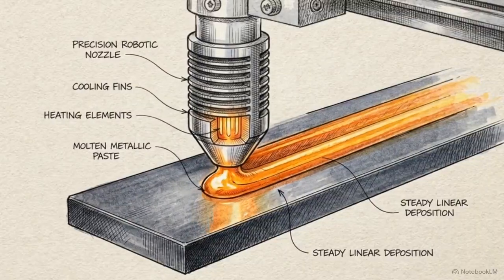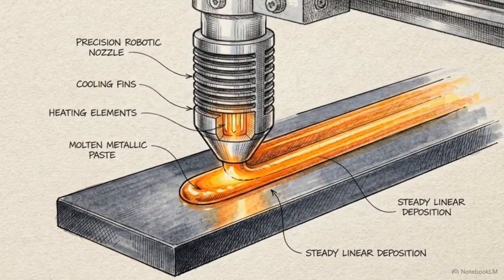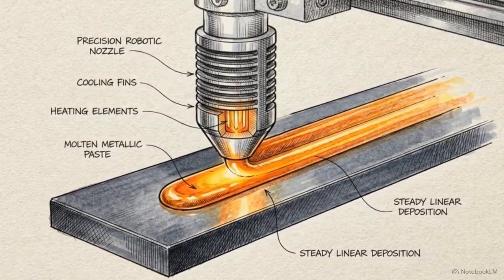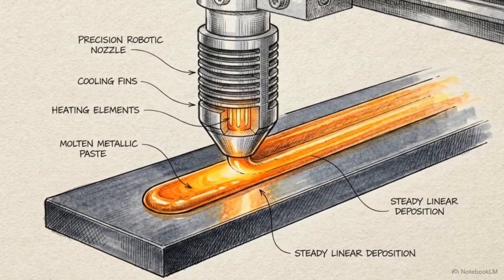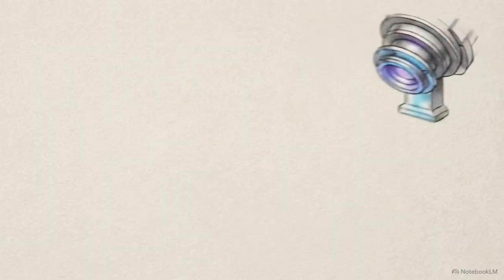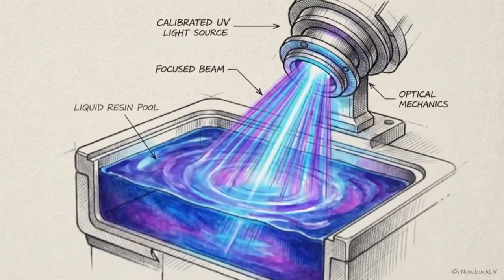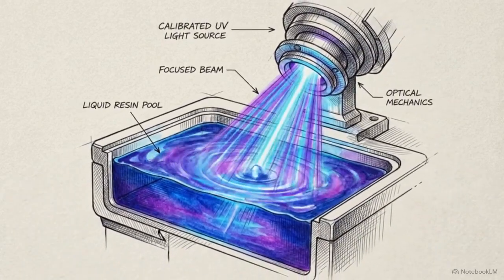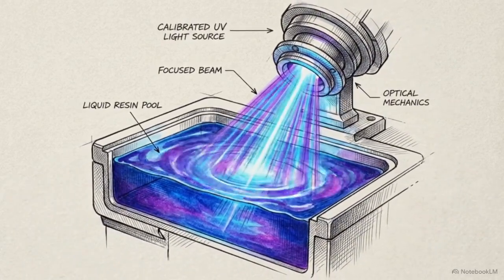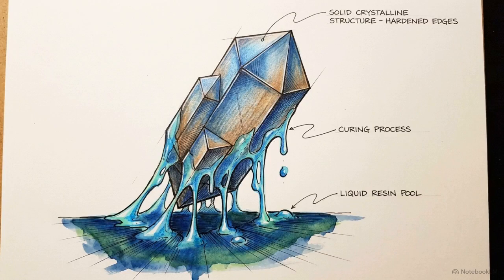The first method is material extrusion, taking heated plastics or metallic pastes and steadily pushing them through a robotic nozzle to draw each layer. The second method uses light. By shining highly calibrated lasers or UV projectors into a pool of liquid photopolymer resin, manufacturers can selectively cure and harden specific shapes out of the liquid.